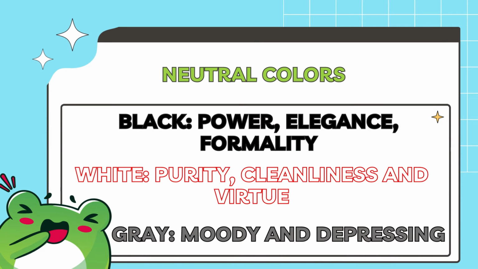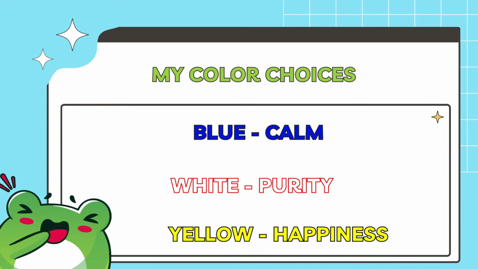And then you have neutral colors, that is black, which is really linked to power, elegance and formality. White is purity, cleanness and virtue. Then we have grey, which is moody and depressing. So with that short introduction, we'll be ready to pick our colors. So I'll be picking blue to represent calm, then white for purity and yellow for happiness. The maximum number of colors you can use is 3. Otherwise your brand may look awkward.